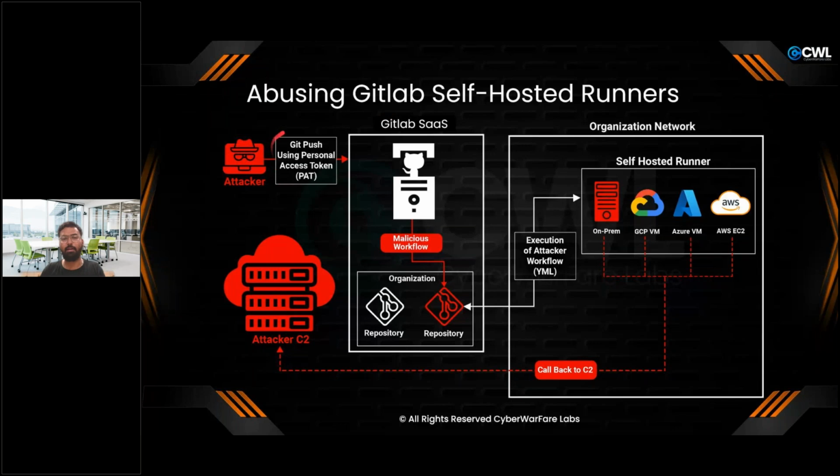Same stuff: we have the PAT, we download the repository, we see what level of access we have using this personal access token, and then we move forward to the self-hosted runner and get a shell back. This is what we will be demonstrating in the next slide.